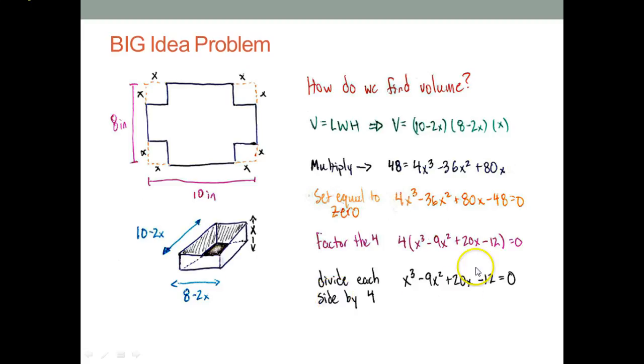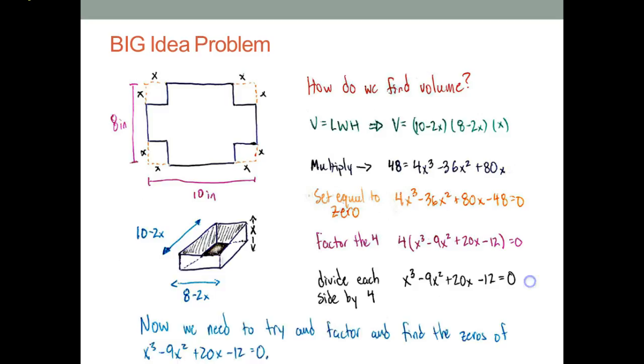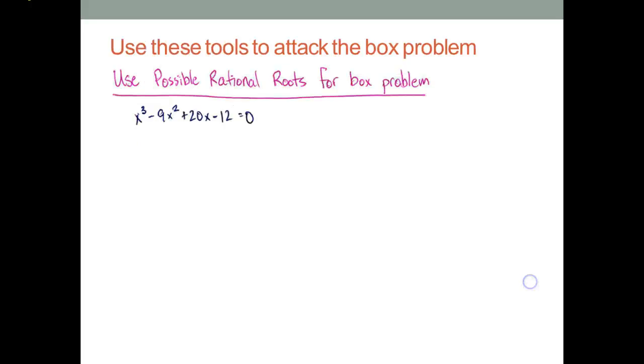So this black formula here, x cubed minus 9x squared plus 20x minus 12, is going to be what drives the rest of our discussion. So we need to try and factor and find the zeros of that function. This is a big task. And really we need to use the tools that we just learned to attack this problem.